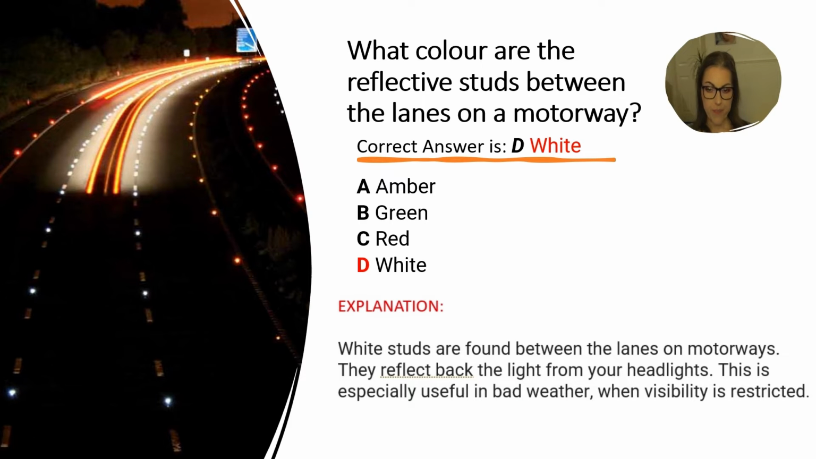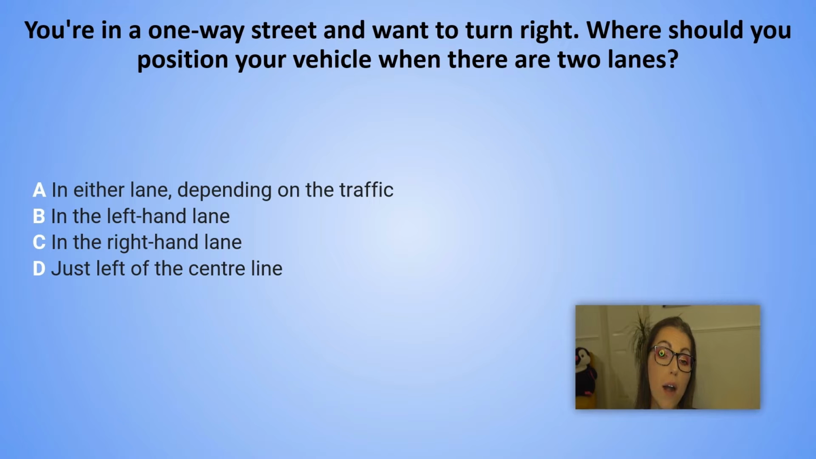Next question. You are in a one-way street and you want to turn right. Where should you position your vehicle when there are two lanes? A. In either lane depending on the traffic. B. In the left-hand lane. C. In the right-hand lane. Or D. Just left of the center line.